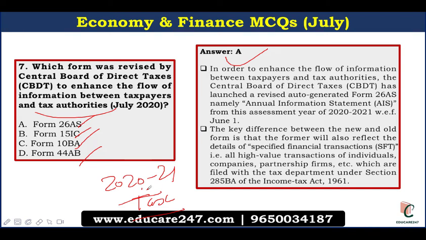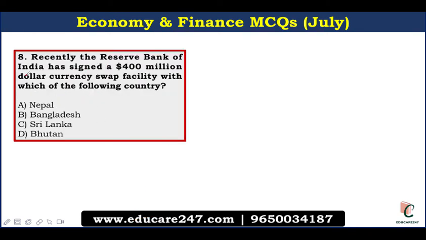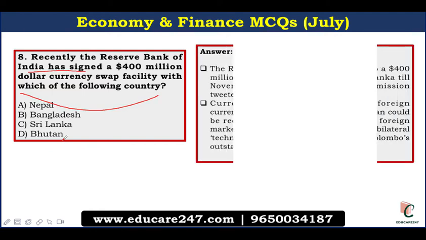Moving on to the next question. Recently, the Reserve Bank of India has signed a $400 million currency swap facility with which of the following countries? The options are A. Nepal, B. Bangladesh, C. Sri Lanka, or D. Bhutan. So the correct answer here is C.